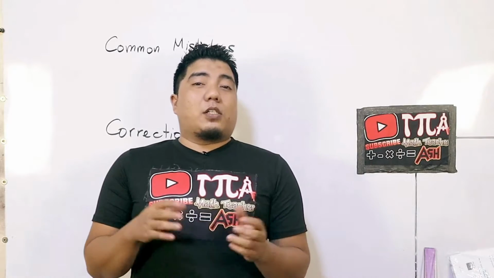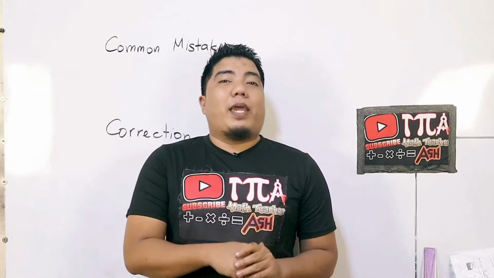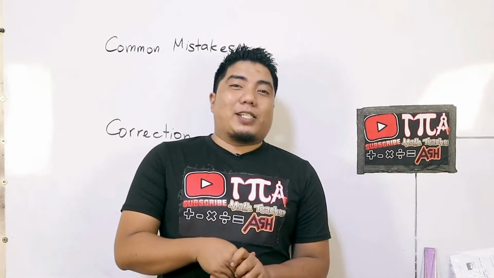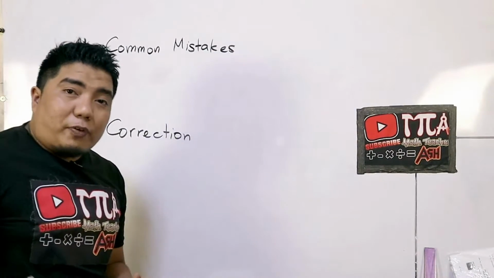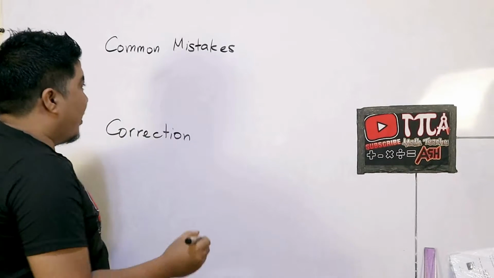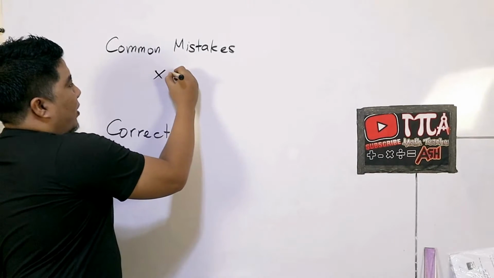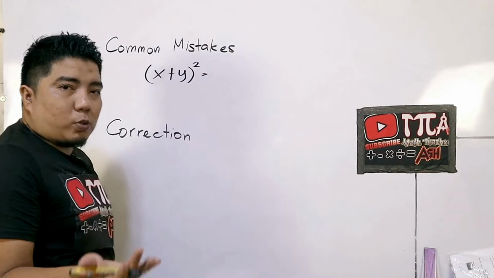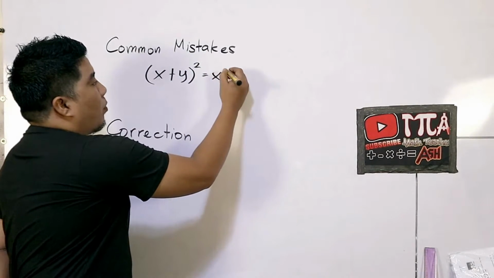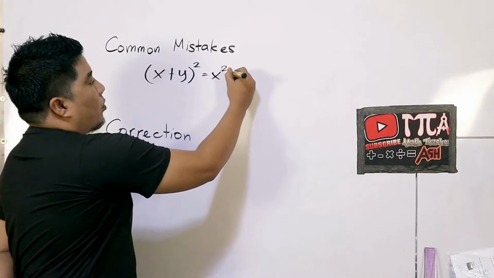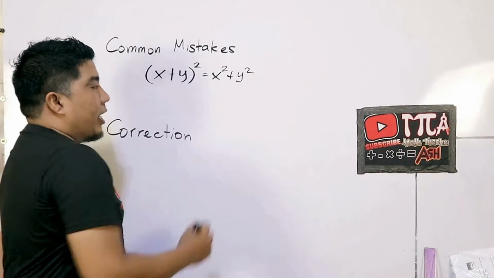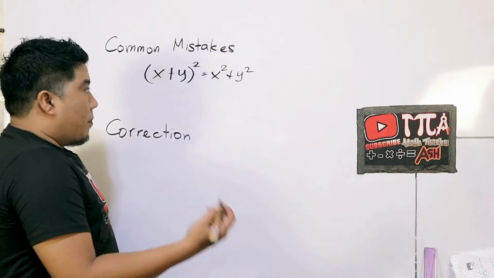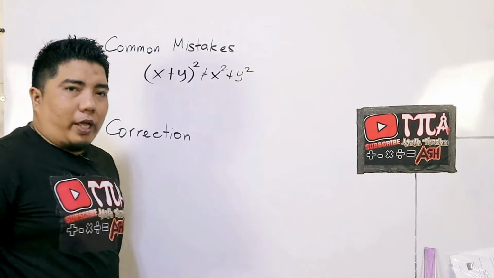Today, we're going to discuss the common mistakes that students make in solving mathematics, and we will correct those common mistakes. So let's start. The first common mistake students have is that if they have this given (x plus y) squared, the quantity of x plus y squared, what they do is they distribute the exponent, and it will be like this, x squared plus y squared. Now, my dear math learners, that is incorrect.